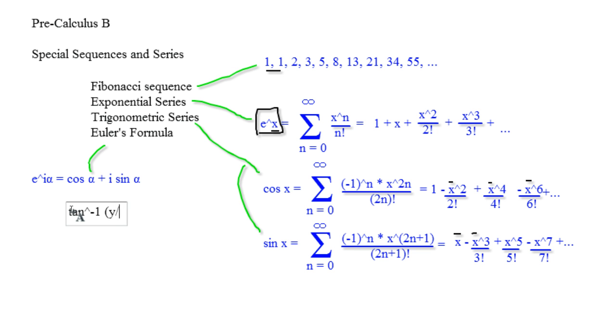Oh gosh, what was it? Y divided by x. There we go. And then you're going to add 180 if x is less than 0. Okay, and that's going to be your actual alpha. So let me see, what is alpha? Well, it's 224.